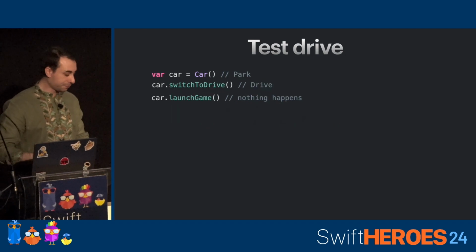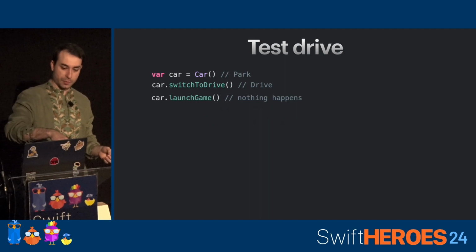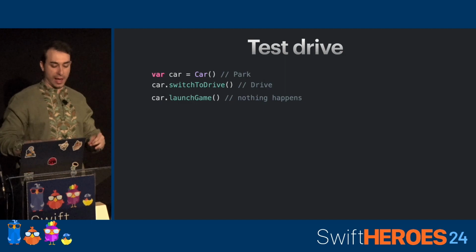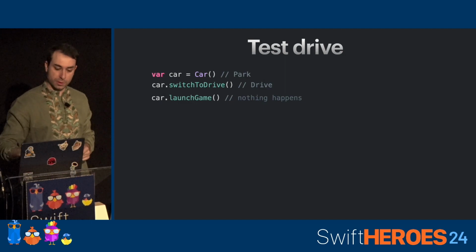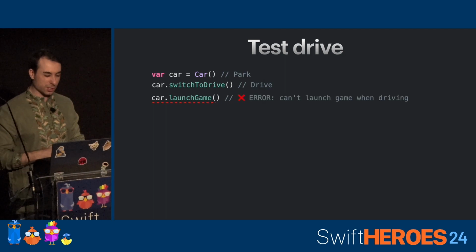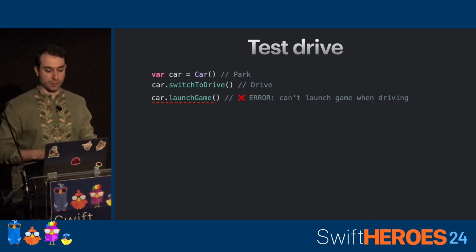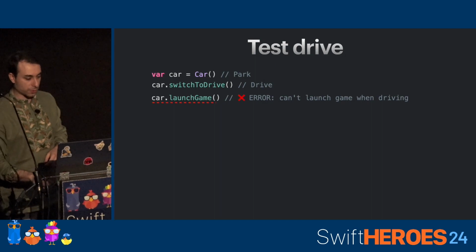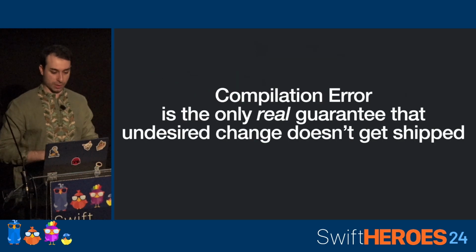So this is bad. Now, okay, let's look at this code. We start in park mode, we switch into drive mode, we try to launch the game while driving, and our code right now just does nothing. But wouldn't it be better, going back to the type state analysis, to actually fail to compile, so that the compiler tells us, oh wait, I won't even compile the code because you're doing something totally stupid, you're trying to launch the game while driving? We can actually achieve exactly that. So let's see how we can do that.